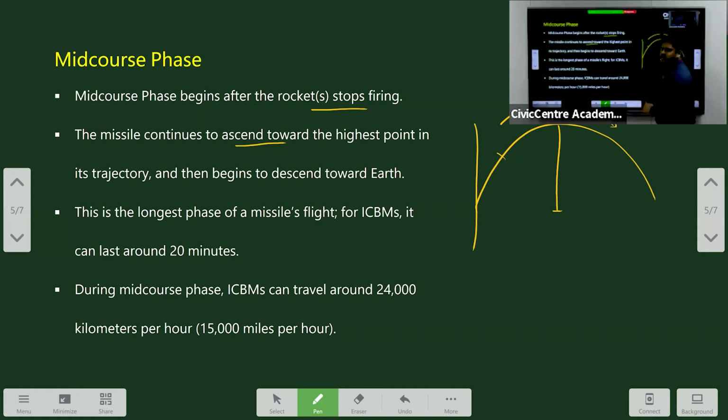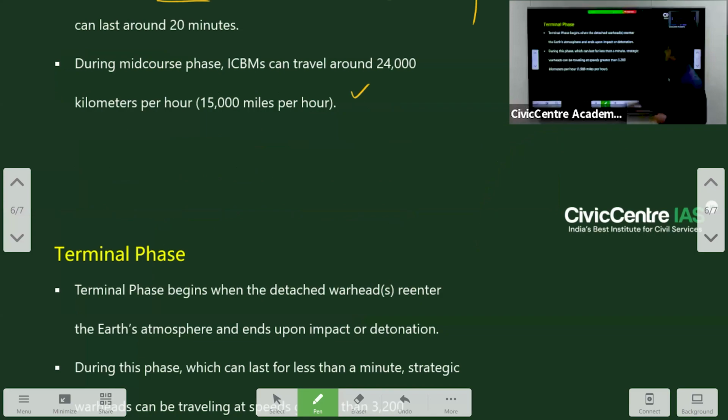You have to know that this is the phase which lasts for the longest time, and the maximum distance is covered by the missile during this phase. This is the longest phase of a missile flight, and for intercontinental ballistic missiles it can last for almost 20 minutes, which is a very long time, right? Also, during the mid-course phase, these intercontinental ballistic missiles can travel with a speed of around 24,000 kilometers per hour. Now, the last phase which I'm talking about is the terminal phase.